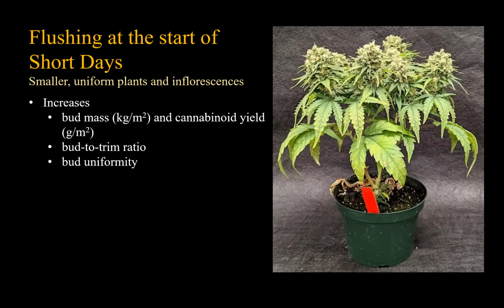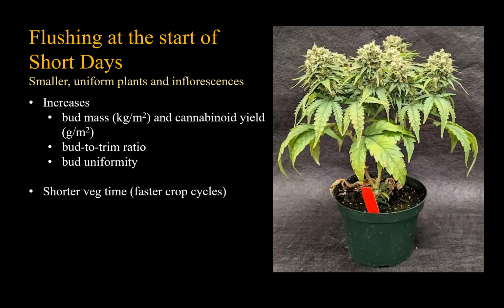We do see increases in bud mass and cannabinoid yield on an area basis, per square meter of grow space. We do see improvements in the bud to trim ratio, and we see improvements in bud uniformity. You don't have big buds on top and small buds down in the canopy. We haven't measured this, but I'm pretty confident you would also see more uniformity of cannabinoid concentrations across all of the buds, rather than in a big, tall cannabis crop, where you're going to see gradients of cannabinoids from the top of the plant to the bottom.